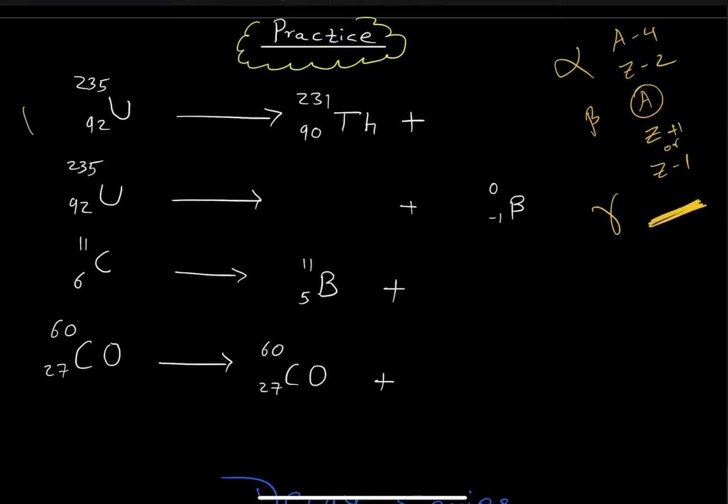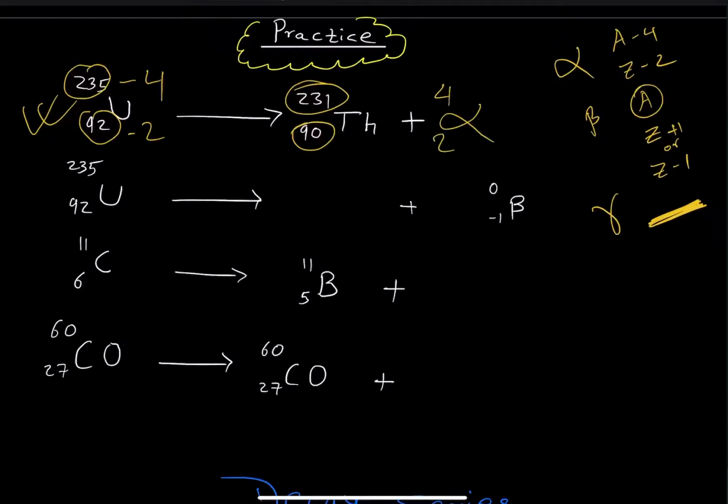Here in the first case, you're going from uranium, 92 and 235, to Th here, right? Remember, you're going from 235 to 231. What's the difference? If you subtract 4, what's going to happen? 231, right? Here, if you subtract 2, what's going to happen? 90. That means the decay is an alpha, and it's going to give 4 and 2. That's pretty good, right? Okay, second example.